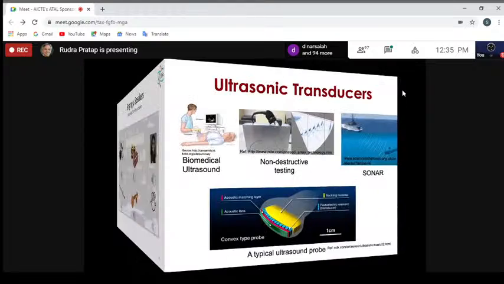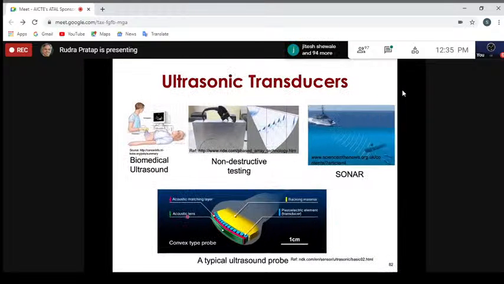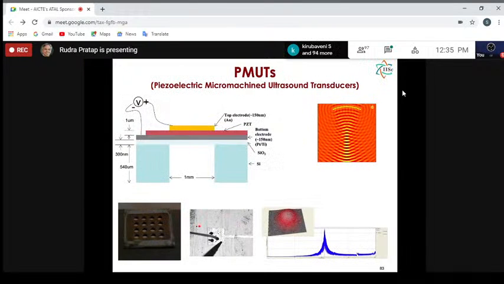So that's another transducer. Ultrasound transducers also we have made. These are piezoelectric micro machined ultrasound transducers.